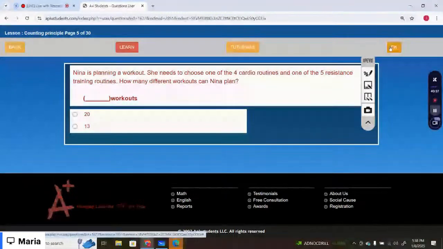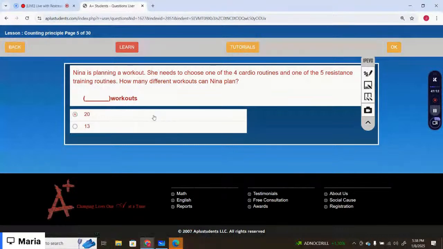Nina is planning a workout. She needs to choose one of the four cardio routines and one of the five resistance training routines. How many different workouts can Nina plan? That is option number 1. 5 times 4 is 20. Option number 1 is the correct option.